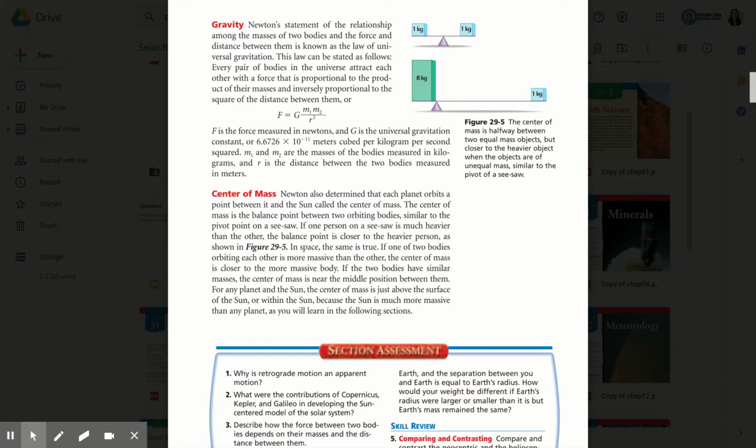If one of the two bodies orbiting each other is more massive than the other, the center of mass is closer to the more massive body. If the two bodies have similar masses, the center of mass is near the middle position between them. For any planet and the sun, the center of mass is just above the surface of the sun, or within the sun, because the sun is much more massive than any planet, as you will learn in the following sections.